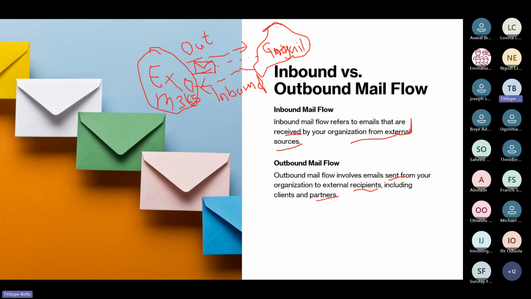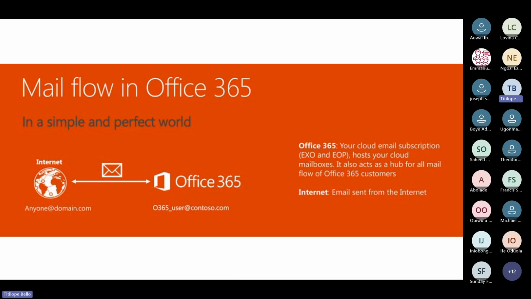Okay, so look at this diagram. I'm hoping it's clear enough from your side. I couldn't get something that can give you a more perfect picture. The standard thing is I sit on the internet, I log into my Gmail, for instance, and I send an email to a user at Contoso. This user is currently in Microsoft 365. It looks so simple, no issue, right?